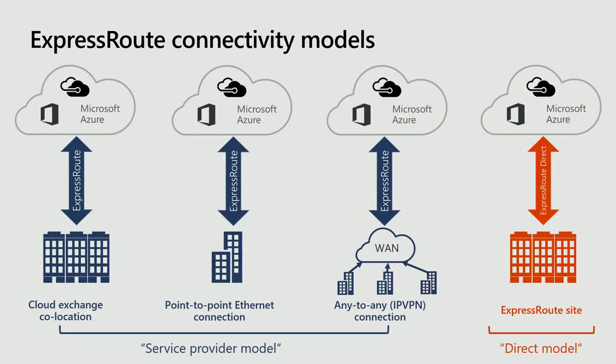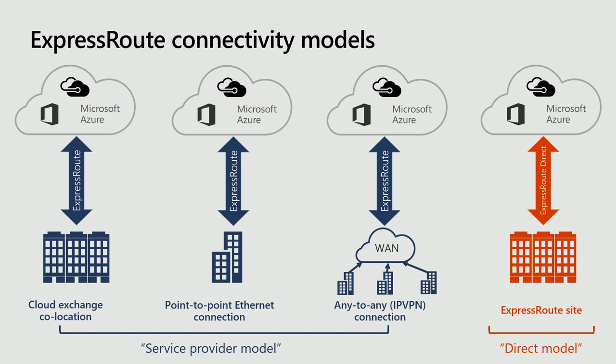So let's take a closer look. I talked a little bit about how service providers connect to us. From your point of view as a customer, here are some connectivity models. The left three models are what we call service provider models. For them, these service providers are already connected to Microsoft. So when you create a circuit, this circuit will be created on the physical connection between the service provider and Microsoft.